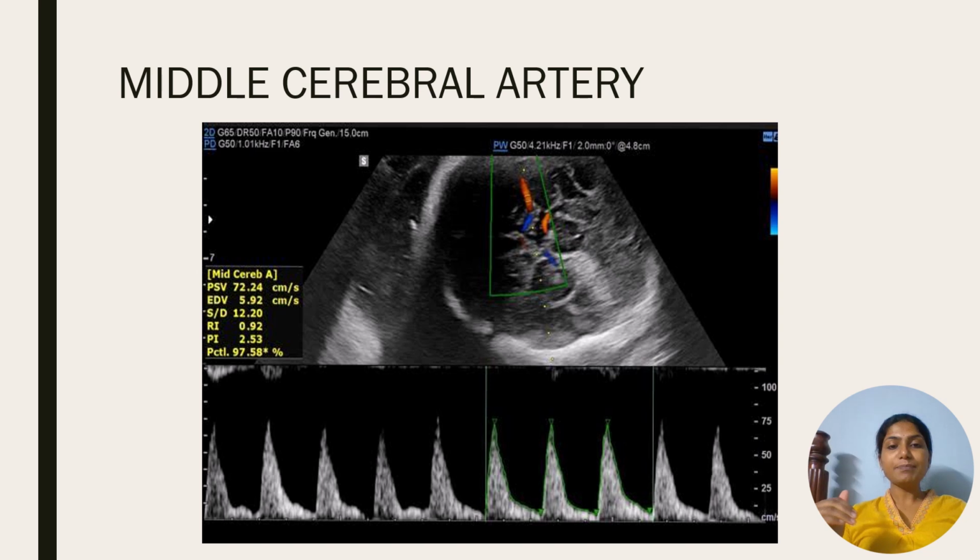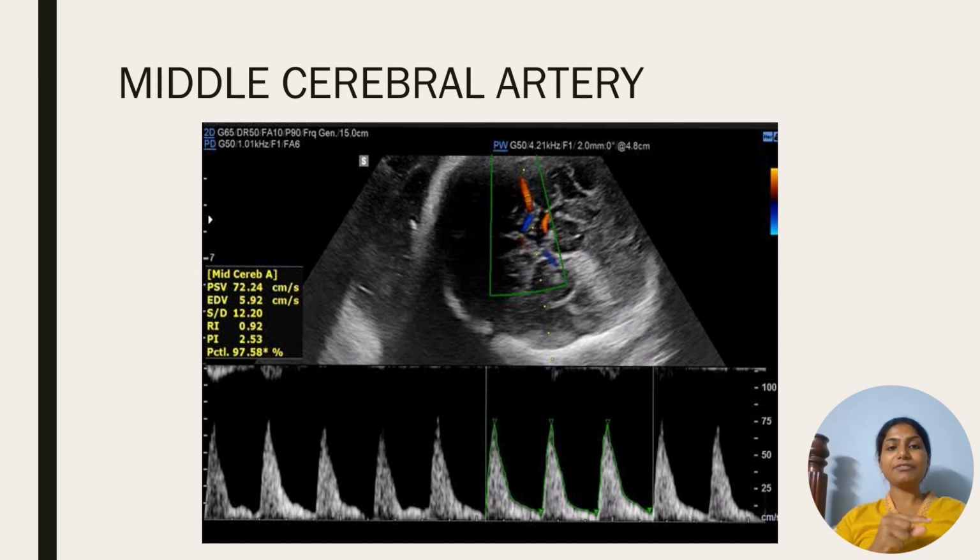If the resistance of the middle cerebral artery is decreased, there is a problem. That means the blood flow from the periphery is moved towards the brain. This is called centralization of blood flow. When the baby is going into distress or growth restriction, the peripheral blood wants to go and supply the target organs. Even in fetal anemia, it wants to supply the main organs, the brain. So the blood flow from the periphery moves towards the brain.